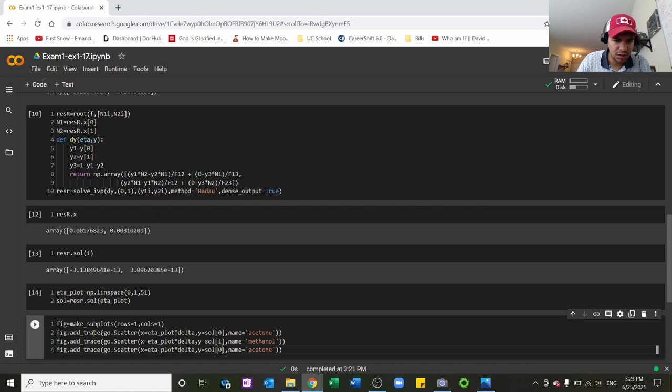Now, like we said, this is going to be 1 minus y equals, so for this it'll be 1 minus the solution of 0 minus the solution of 1, and that will give us air because the mole fractions add up to 1. Then we will run that. And there we go.